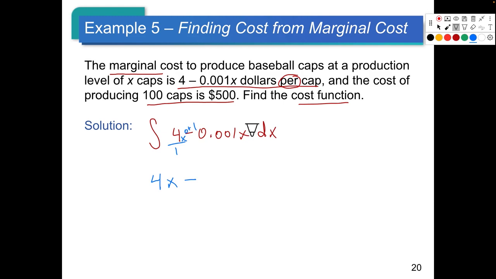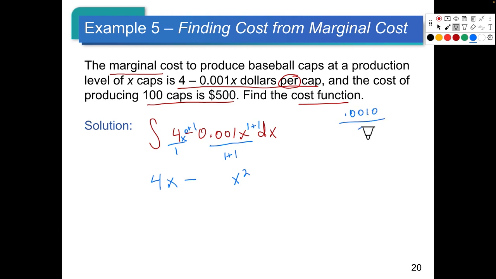We take the derivative of this, and remember this is x to the first power, so we add 1 to the exponent, and then we divide by that new exponent, which is 2. So we're going to get an x squared, and then we're going to get 0.001 divided by 2.